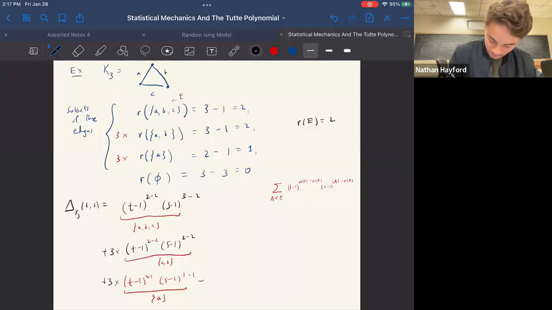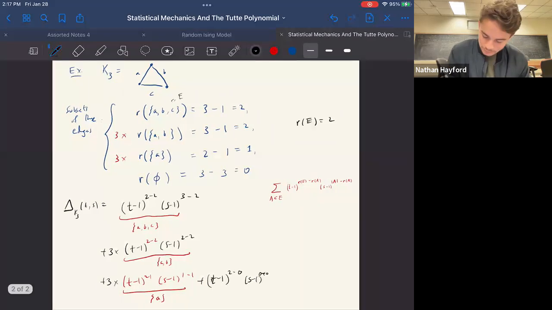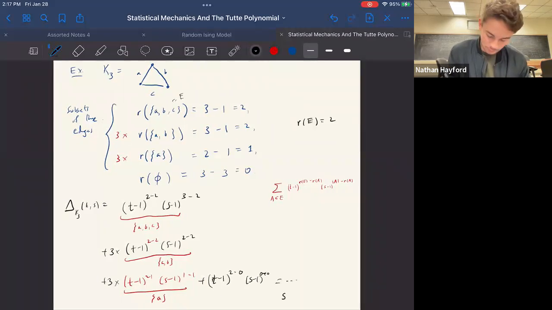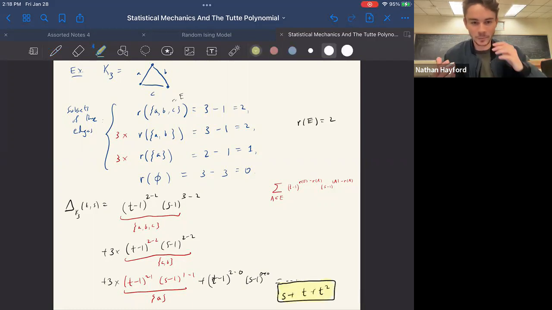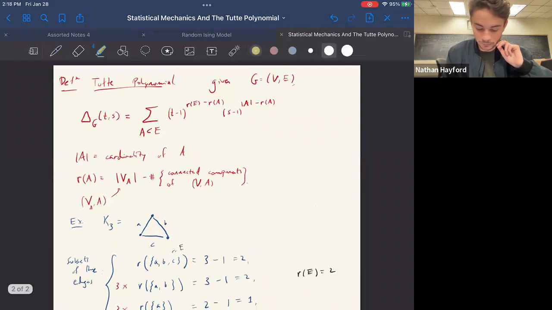And then finally, plus the last term, which is going to be T minus 1 to the 2 minus 0 times S minus 1 to the 0 minus 0, which is, after some computation, I'll just write it for you, S plus T squared. So if you didn't follow that computation, don't worry. The point of it was to show you that the computation of the Tutte polynomial, at least at this level, is very nasty.